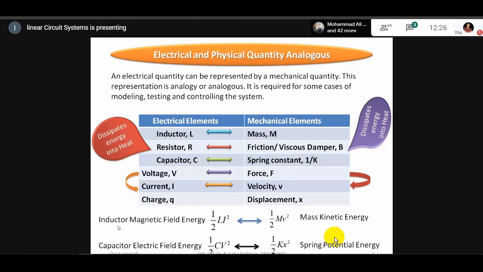Now think about their energy relationship. The inductor energy equation is half Li square. Sir, repeat again. Again, you need to know the table. Which part?